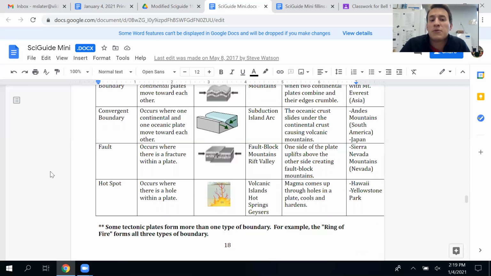The next thing we have is a hotspot. This occurs where there is a hole within a plate. With the hole being there within the plate, the magma from our mantle is able to move up slowly. Volcanic islands like Hawaii are caused by these hotspots.